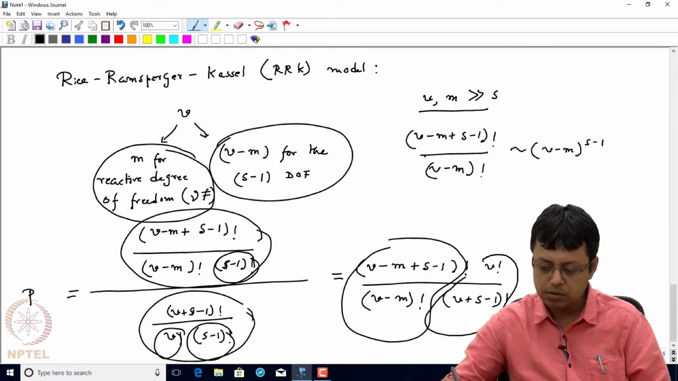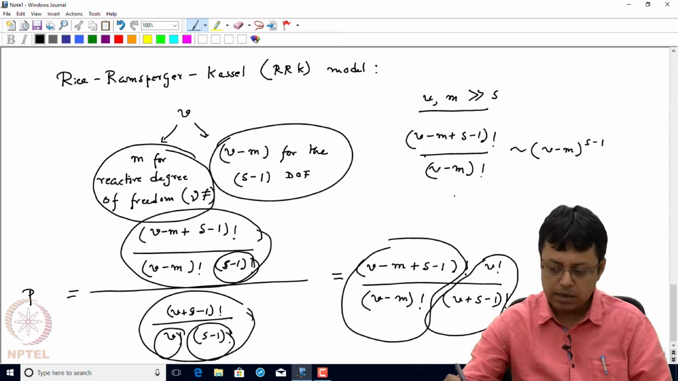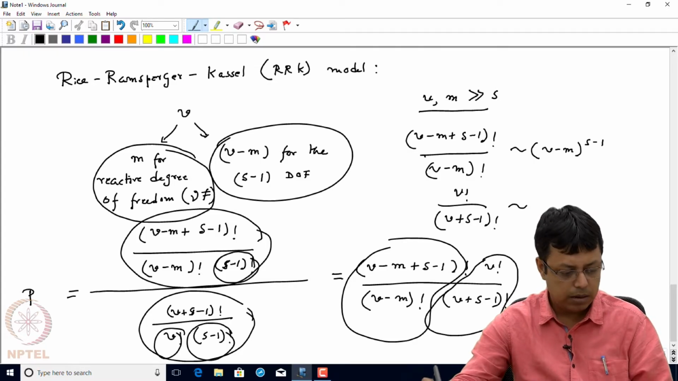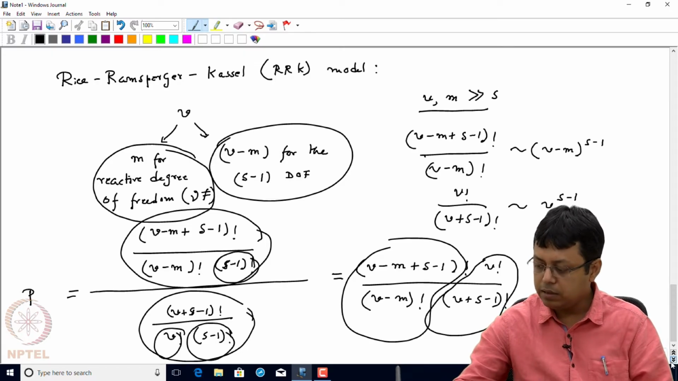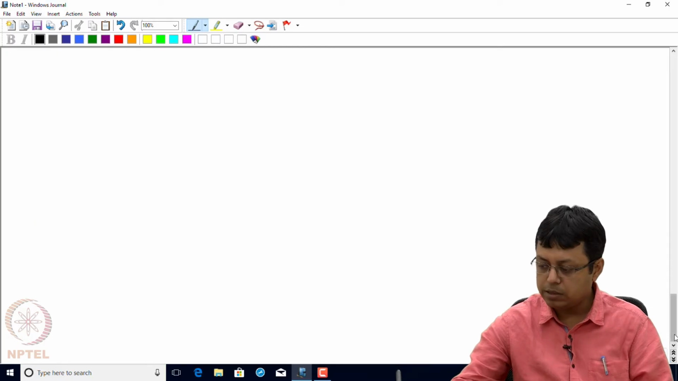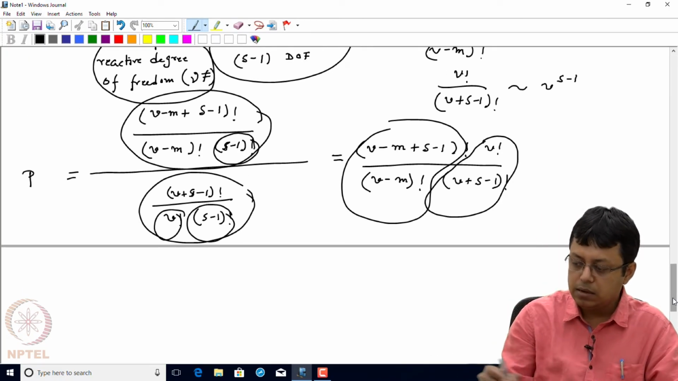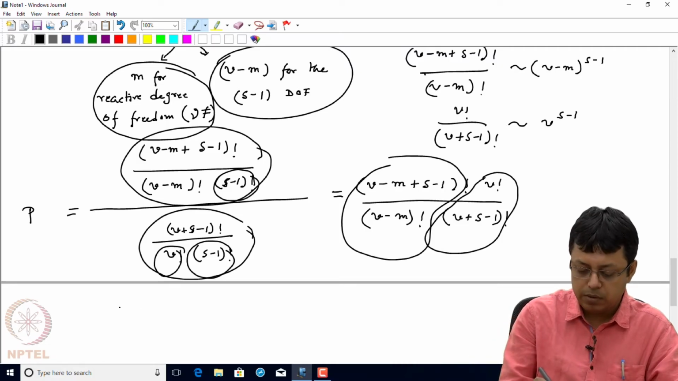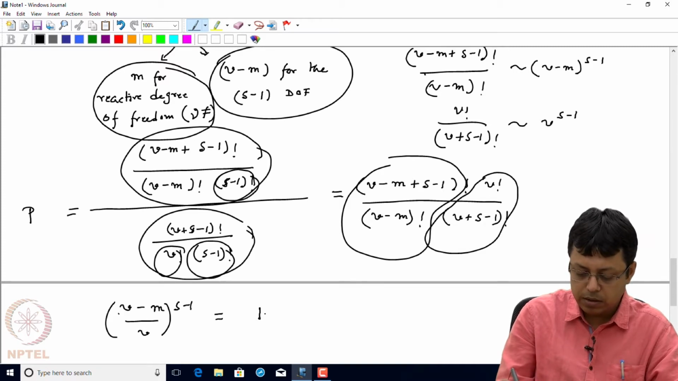Similarly, for this term also you can approximate V factorial by (V plus S minus 1) factorial as nothing but V to the power S minus 1. Now, if I take the ratios, this probability becomes very straightforward. It will become (V minus M) divided by V, raised to the power S minus 1, which is nothing but (1 minus M by V) raised to the power S minus 1.